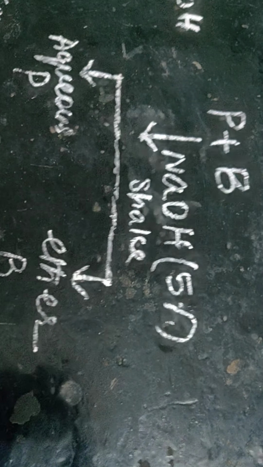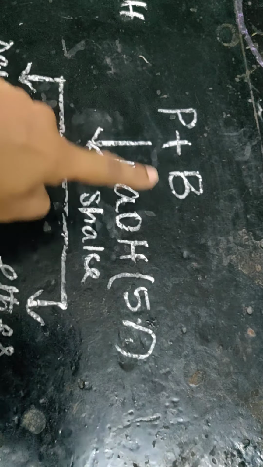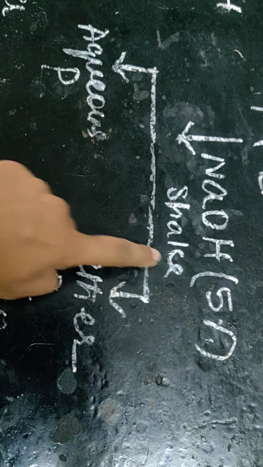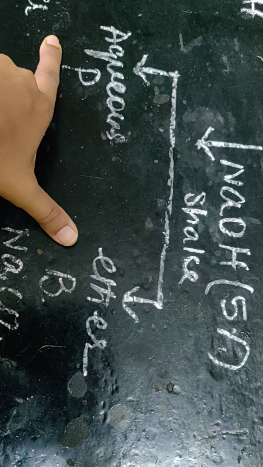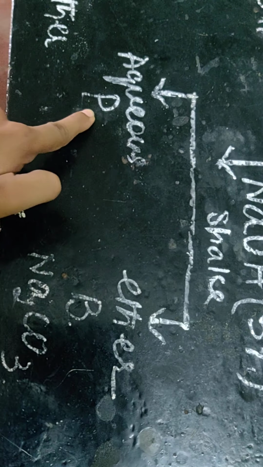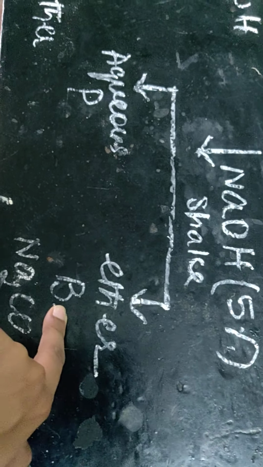So continuing from the previous video, I had a phenol plus base mixture. To that I'm going to add NaOH and shake it well. I'm going to get an aqueous layer and an ether layer. The aqueous layer will have the salt of phenol and the ether layer will have our base.